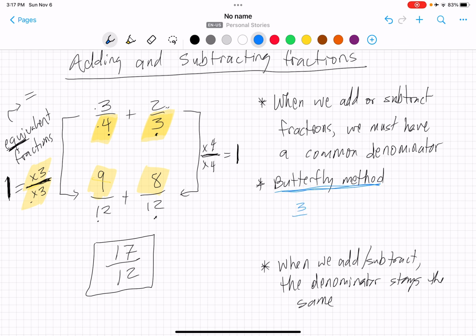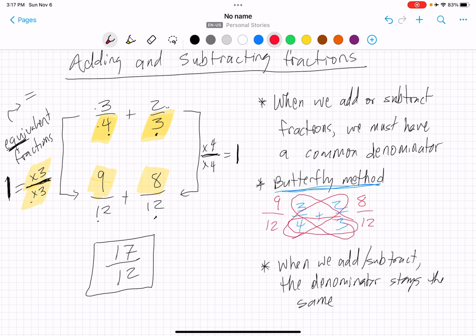We can say 3 over 4 plus 2 over 3, and we said we can do this butterfly. It looks like a butterfly, so we can multiply 3 and 3, and that will give us the 9. We can multiply the 4 and the 2, and that will give us 8. Then we can multiply the denominators, 4 and 3, and that gives us the 12.